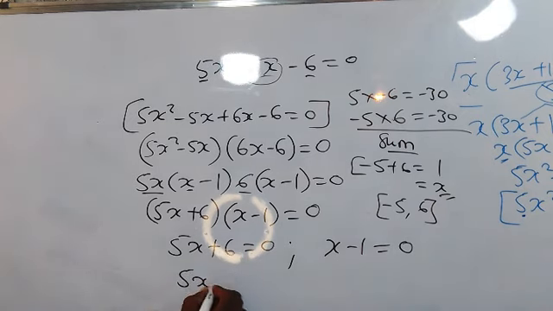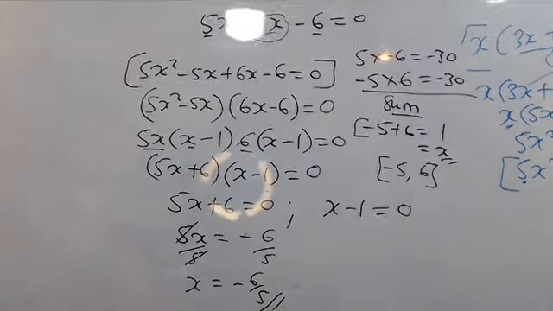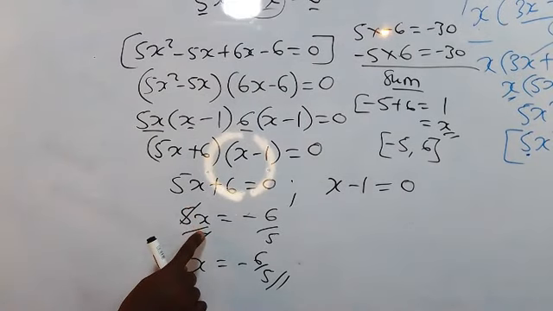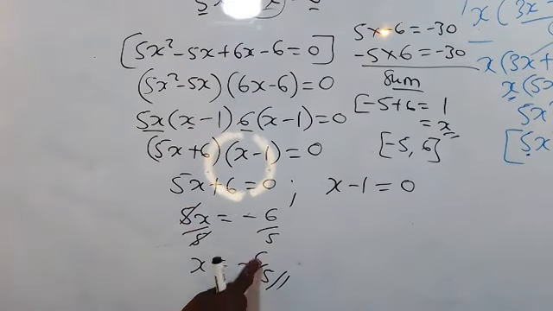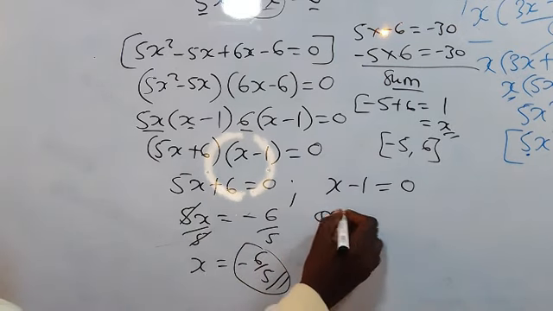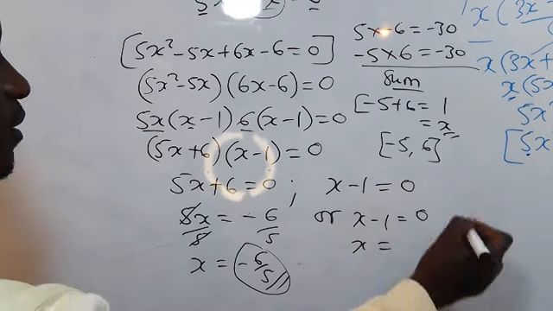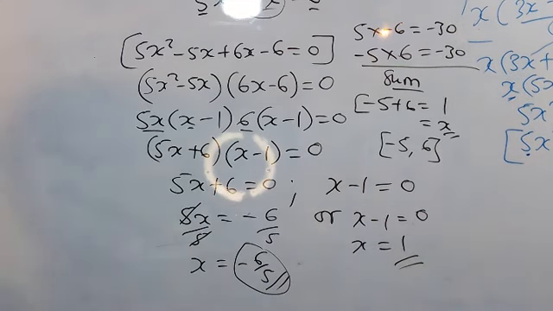Then you can say 5x equals to negative 6. Then you divide both sides by 5. Then my x is going to be this. That's the value of x. So once you divide both sides by 5, then your x becomes that. Or x minus 1 equals to 0, x goes there, x is 1.